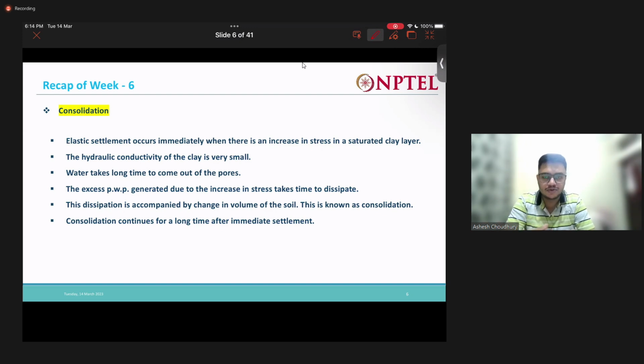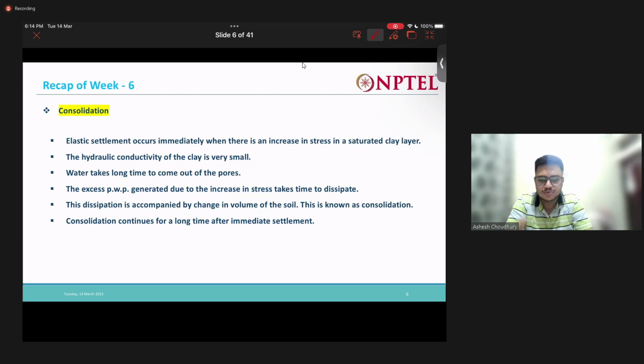This drainage of water from the pores takes a lot of time, because, as we studied, for clay the hydraulic conductivity is very less. As the hydraulic conductivity is very less, the water takes a large amount of time to travel through the pores.